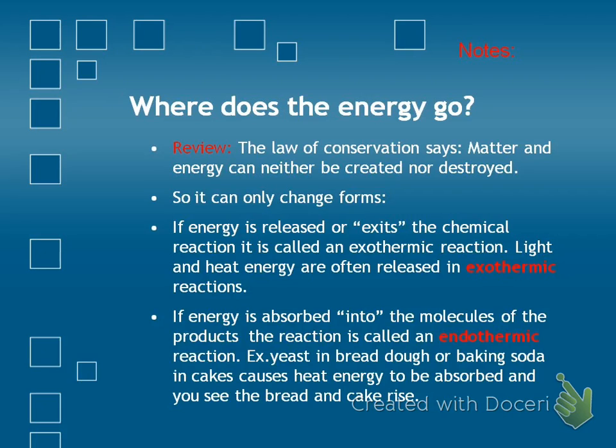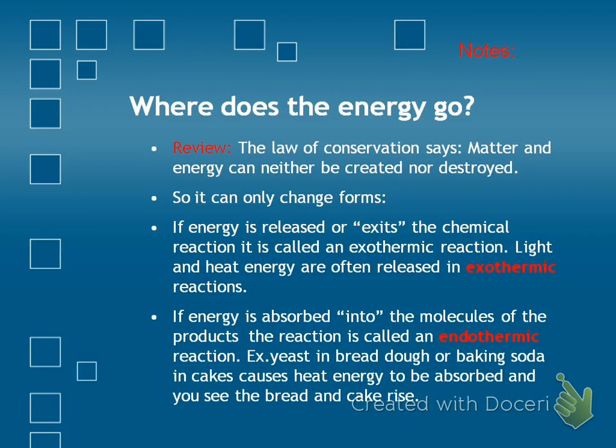So in every chemical reaction, energy is either released or exiting the reaction, or energy is absorbed into the molecules of the products. And so we can classify chemical reactions by what is happening with the energy. Is it exiting the reaction, or is it being absorbed? And another word for absorbed is to go into.